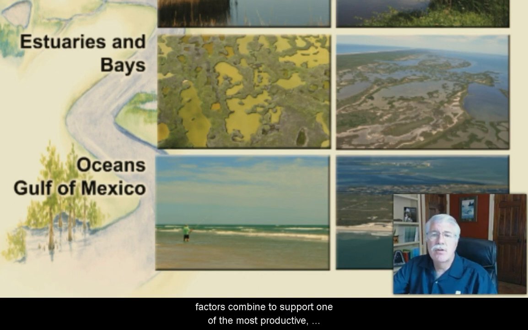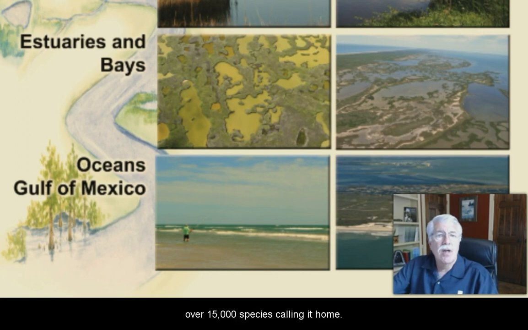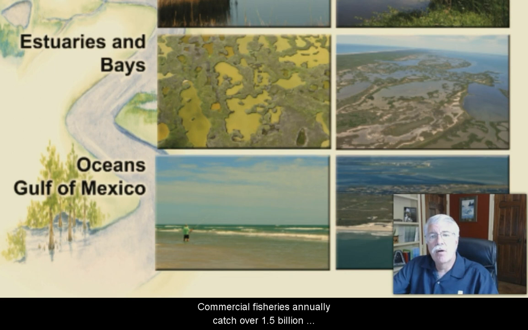The Gulf is a place of incredible biodiversity with over 15,000 species calling it home. Commercial fisheries annually catch over 1.5 billion pounds of food. Shrimp are the predominant species caught for food for people. Gulf shrimp and oysters account for 70% of all the shrimp and oysters that go into our grocery stores and restaurants across the U.S. Recreational fishing is also important, providing employment and tourist dollars in coastal communities.